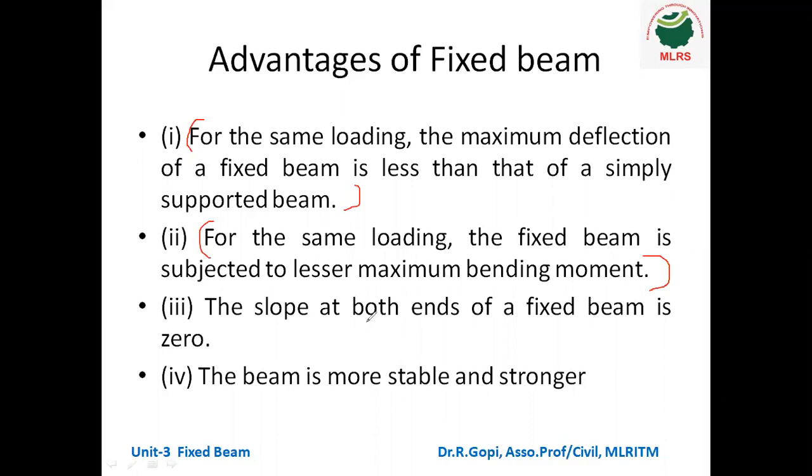The slope at both ends of a fixed beam is 0, both slope and deflection, and the beam is more stable and stronger compared to a simply supported beam.